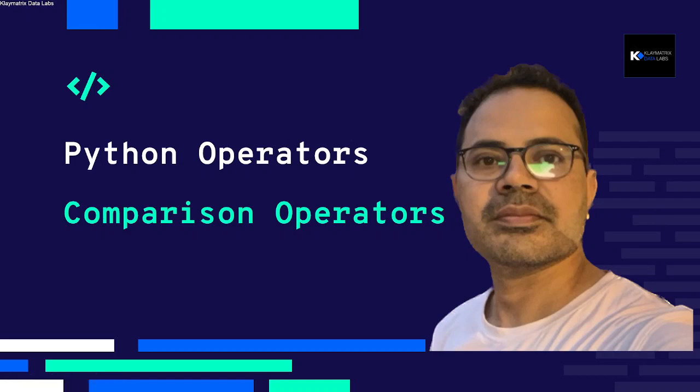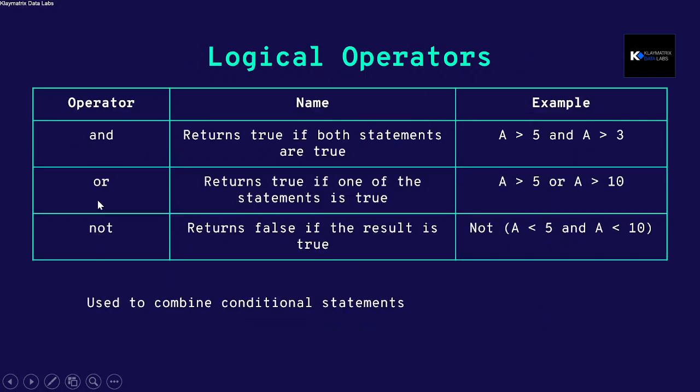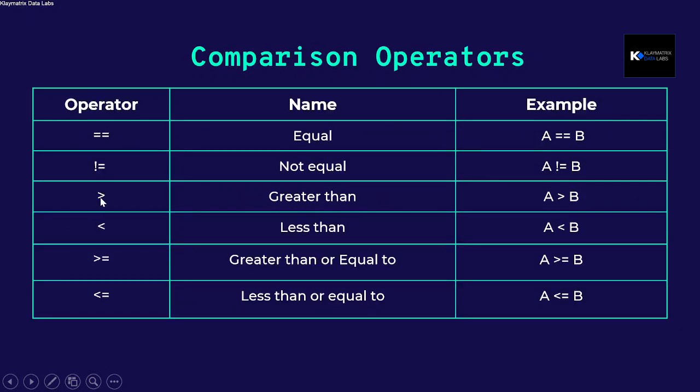In this video, we're going to talk about the comparison operators in Python. Comparison operators, as the name suggests, are basically used to compare two values or variables. These are the following kinds of comparison operators available: equal to, not equal to, greater than, less than, greater than or equal to, less than or equal to.